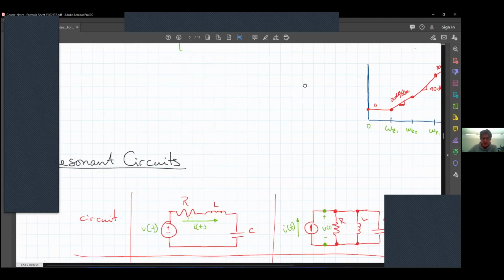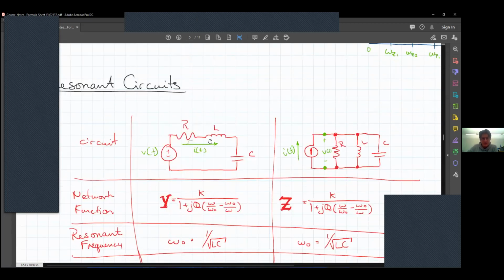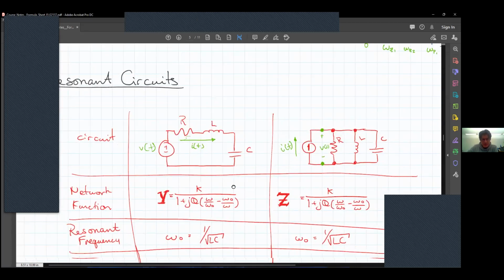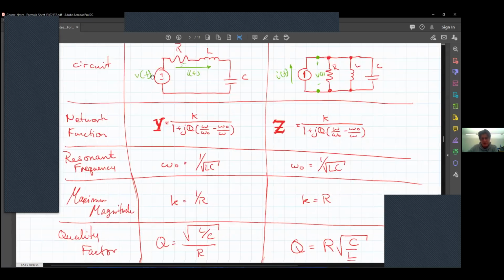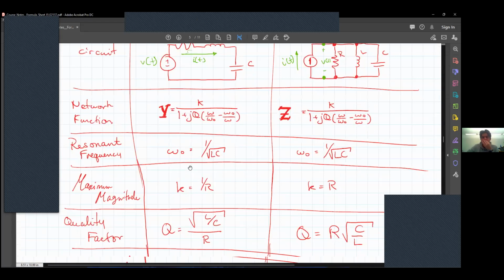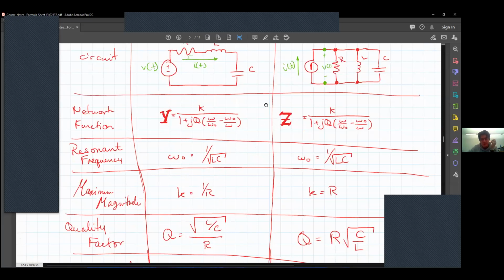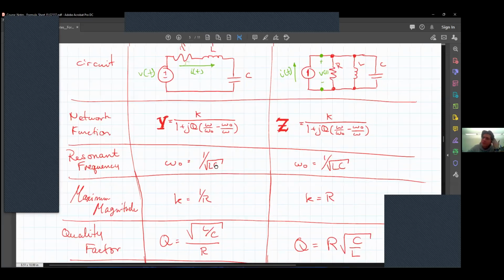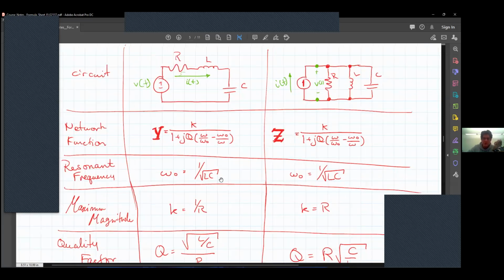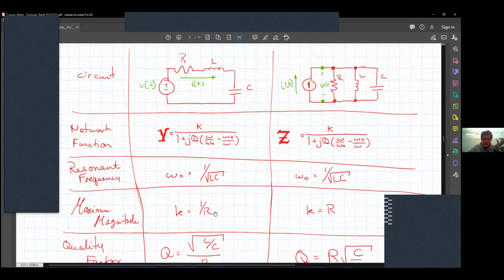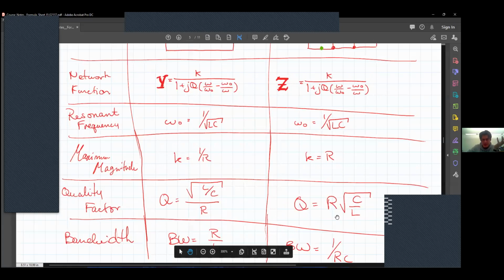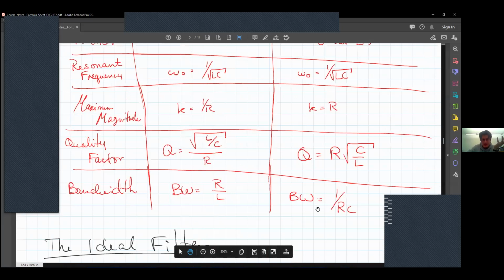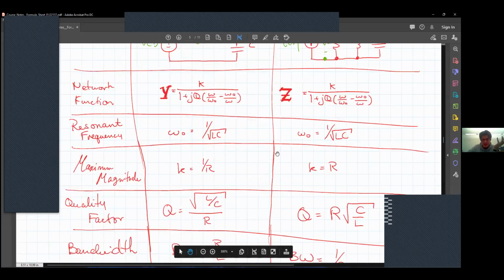So then we move on to resonant circuits. These have what's called a network function and a resonant frequency, which is a frequency at which they have different behaviors. These network functions can have a maximum magnitude based on the resistor that they're given, and a quality factor, or how much they can transfer across for the values that we're looking for, based off of all three R, L, and C components, and a bandwidth component based on simply the RL or the RC components, based on whether they are a series RLC or a parallel RLC.